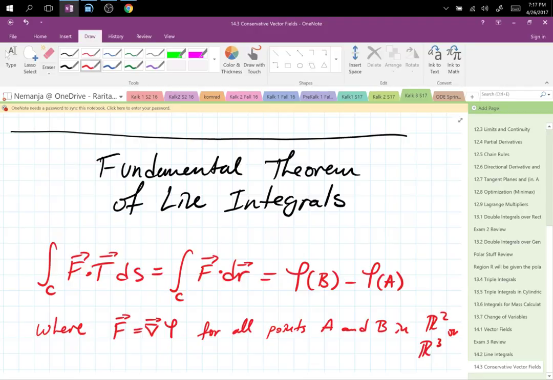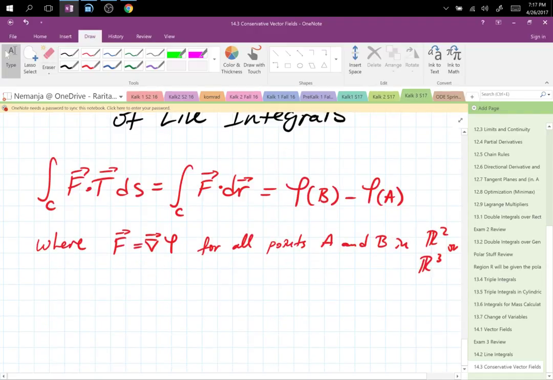So I'm going to actually write that theorem down, and this is where you have those cool looking integrals. So, line integrals on a closed curve.